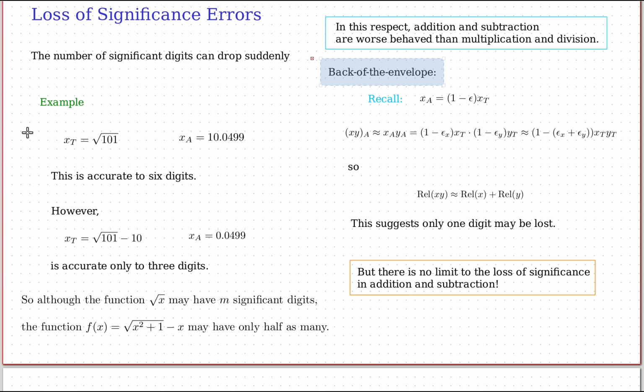I'm not trying to be totally rigorous here, but recall the formula that we saw earlier, that the approximate value of x is equal to 1 minus epsilon times the true value of x, and recall that epsilon is the relative error. So if epsilon is the relative error, then we have this formula. And in fact, you can think of this as characterizing the relative error. If this formula holds, then epsilon is actually the relative error.